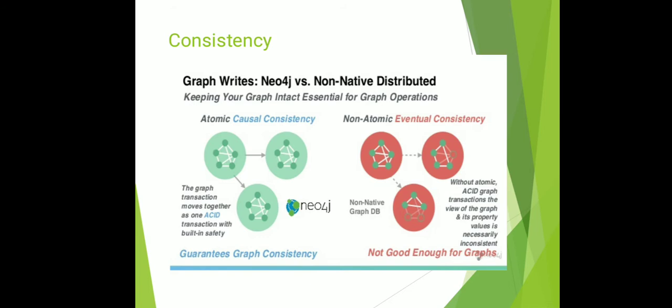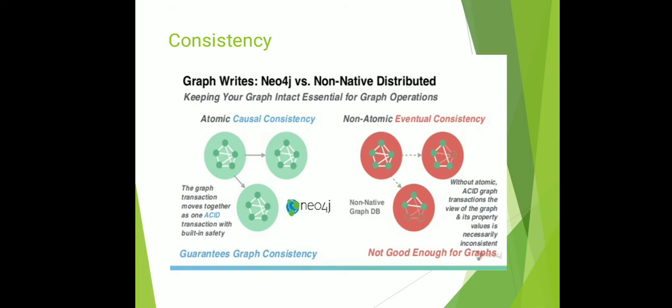Consistency means whenever you write data, that should be successful in the number of replicas you have mentioned. So whenever you fetch, the data should be the updated one. If that is the case, then we can say that the database is consistent. In this picture you could see the difference between the consistency level of a graph database and other non-native graph databases. Neo4j provides you causal consistency. Why? Because it follows ACID properties.